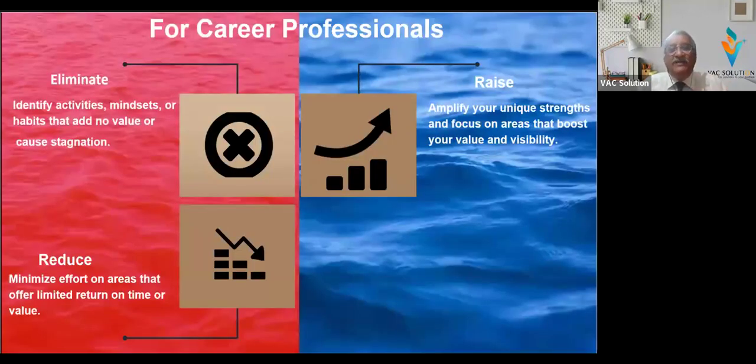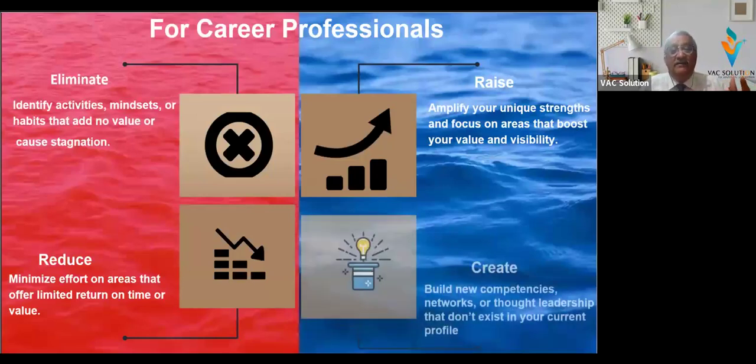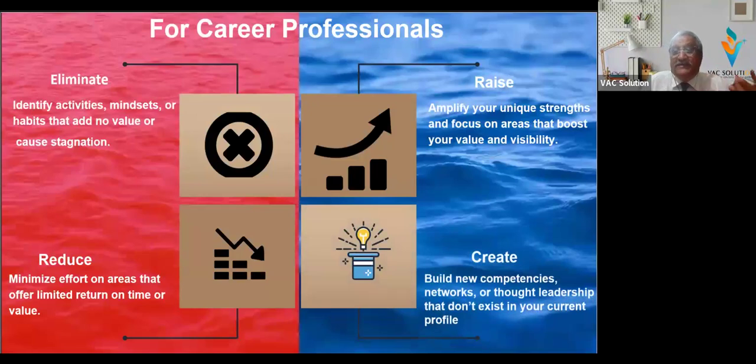So amplify your unique strength and focus on areas that boost your value and visibility. Build new competencies, network or thought leadership that don't exist in your current profile. Your current profile is highly limited. You will have to build competencies which are beyond your current profile. You have to be proactive. You should be able to analyze the future. Future scenario predicting you have to do.